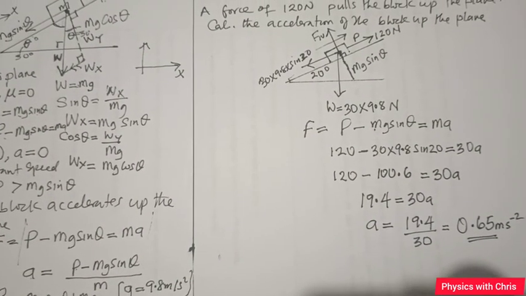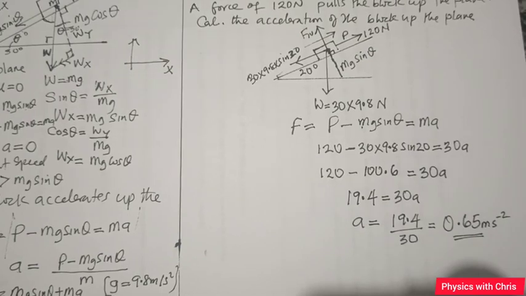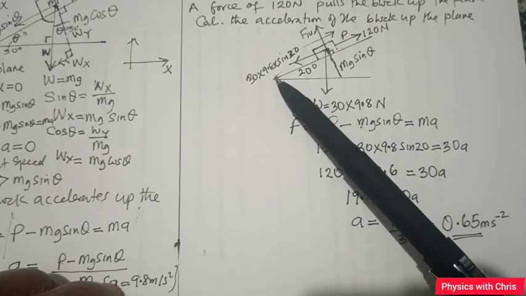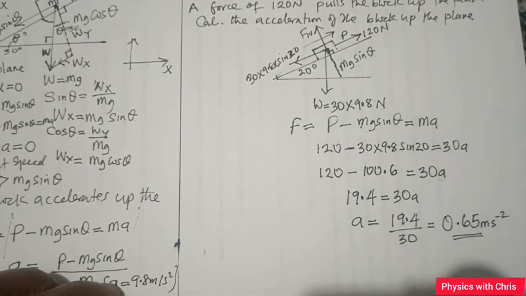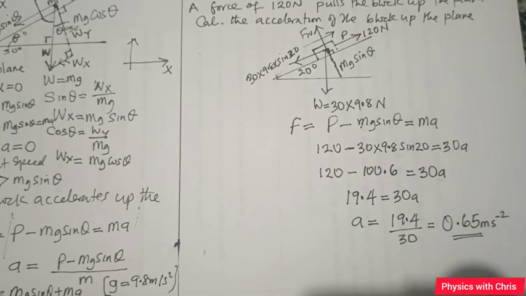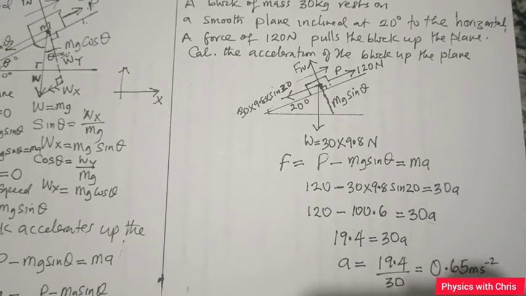And then again, suppose you are given the length of the plane. We're going to calculate the time taken or the speed of the block if this acceleration is maintained from the start to the top of the plane. Then we're going to calculate the speed of the block when it gets to the top of the plane. Okay, in the next video, we are taking more questions on this. Thank you very much.